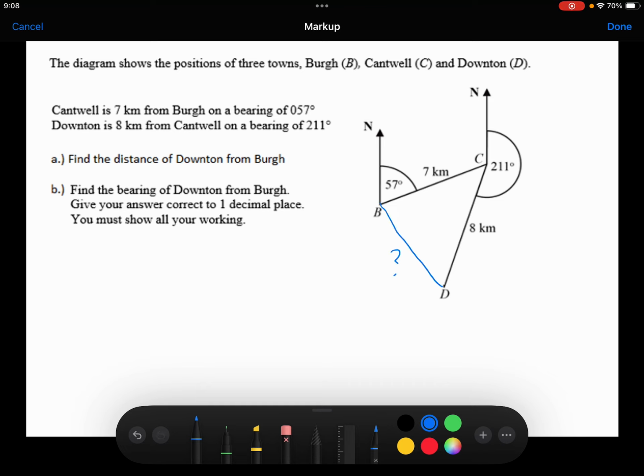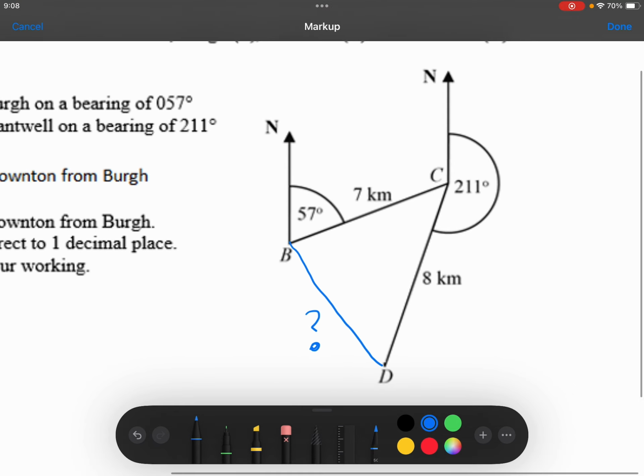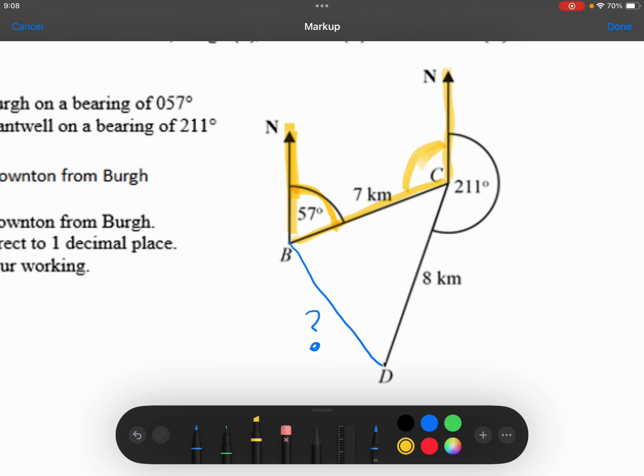So what is that? Well, these two north lines here, we've got co-interior angles in between them. So we know that these two angles here add up to be 180 degrees. So 180 take away the 57 is going to be 123 degrees.